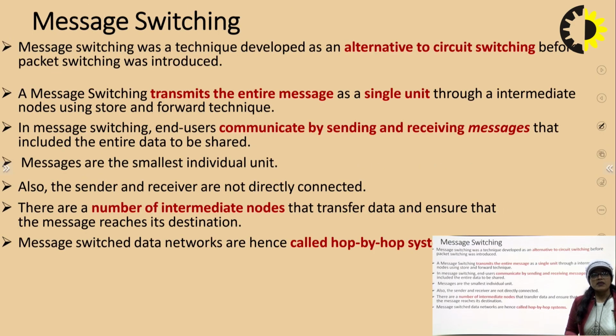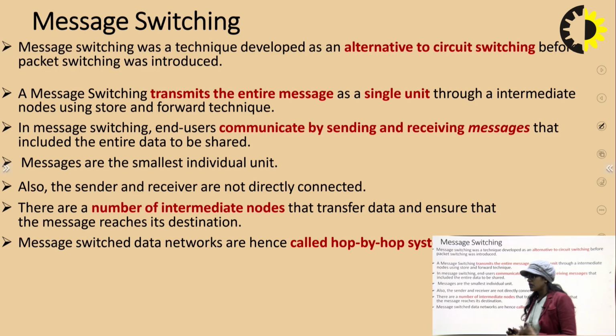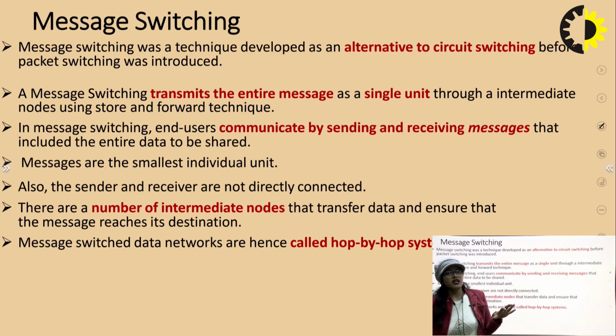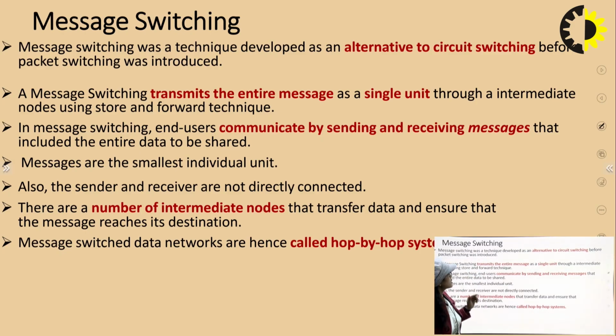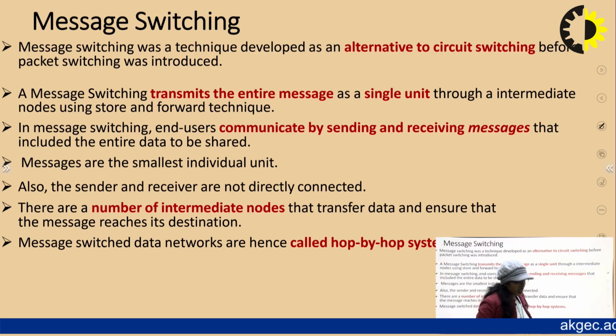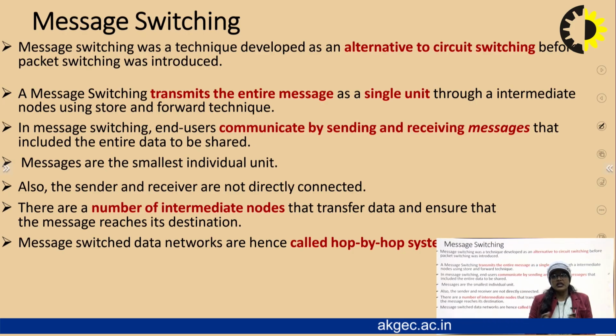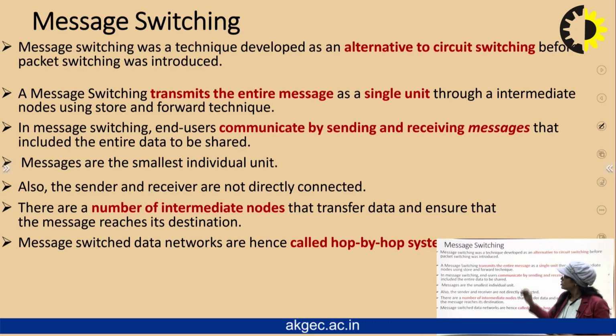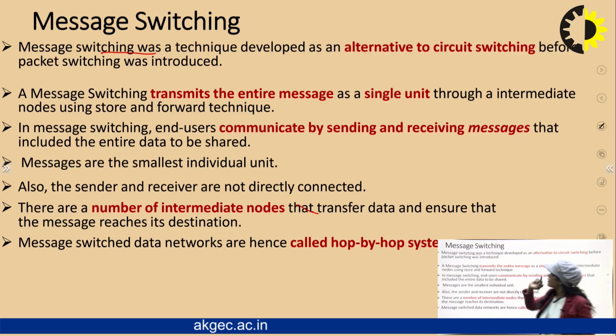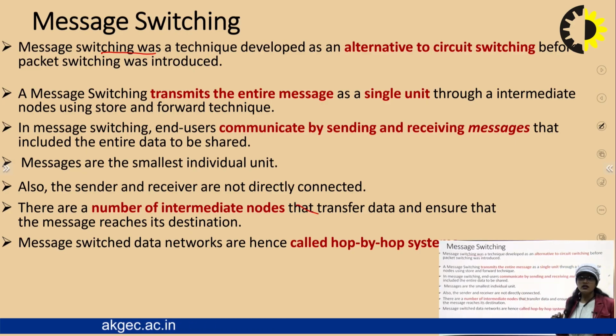Next we will talk about message switching. Basically, the next technique always arises when the previous technique has some drawbacks, right? So message switching is introduced to overcome the problem of circuit switching. We can say it is the alternative to circuit switching before packet switching was introduced. If I am talking about the best switching technique, it is packet switching, but as an intermediate approach we also apply the message switching approach, right?